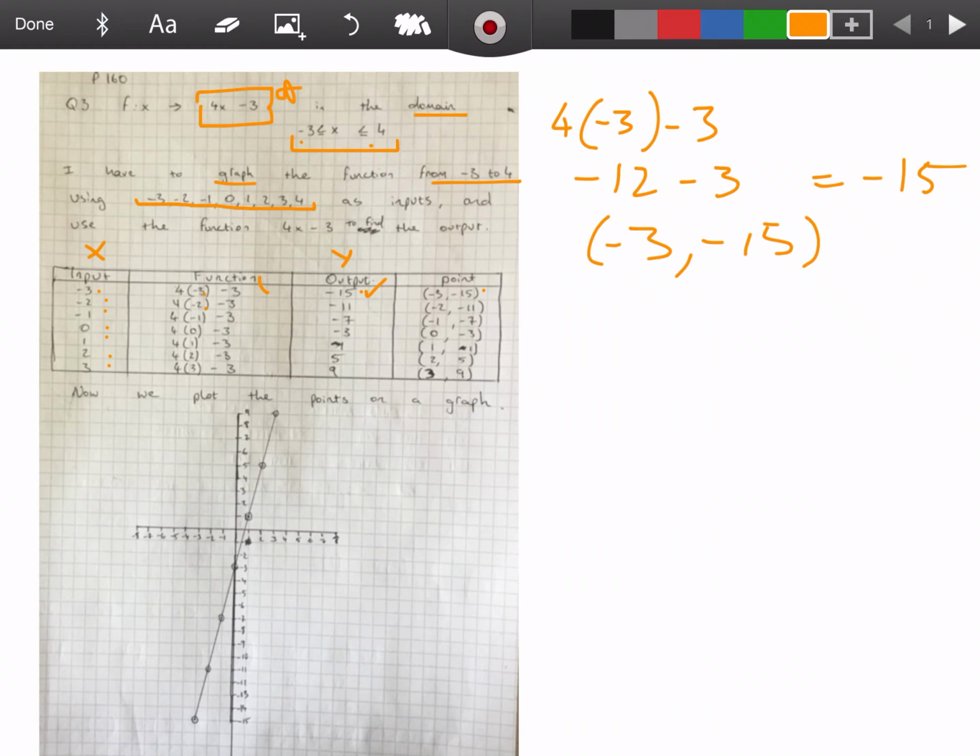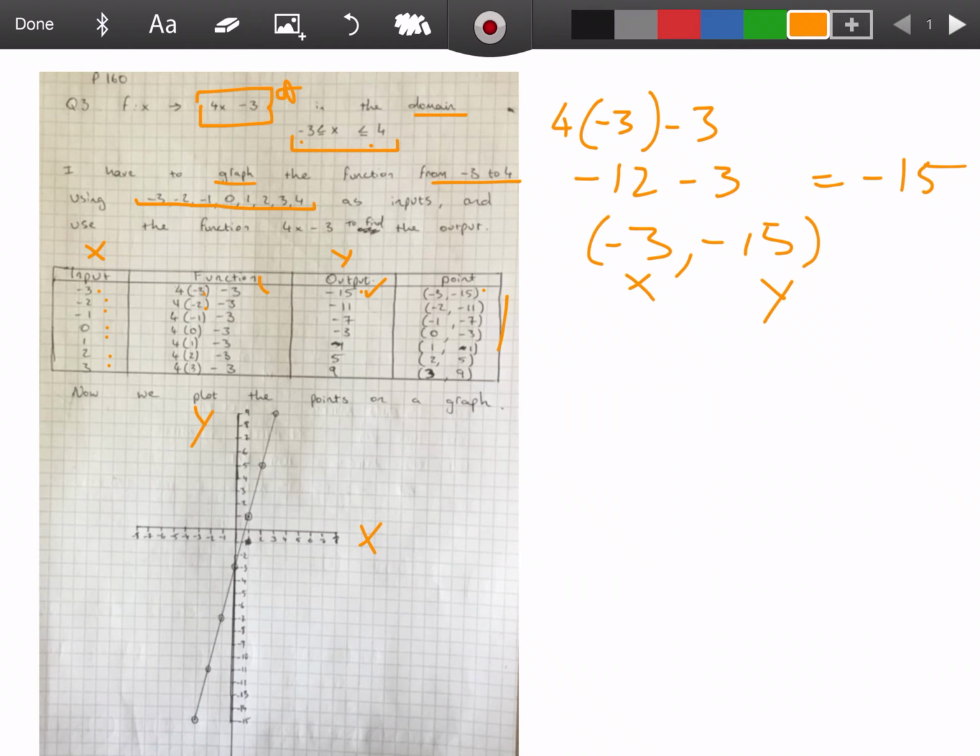These ones are linear functions, so you're expecting to get a straight line. If you don't get a straight line, you've made a mistake, to be honest, okay? So be careful with your signs, but it's simple algebra, simple substitution and calculation, and then plotting your points. Remember, this is our x-axis, this is our y-axis. So our x value comes first, our y value comes second.